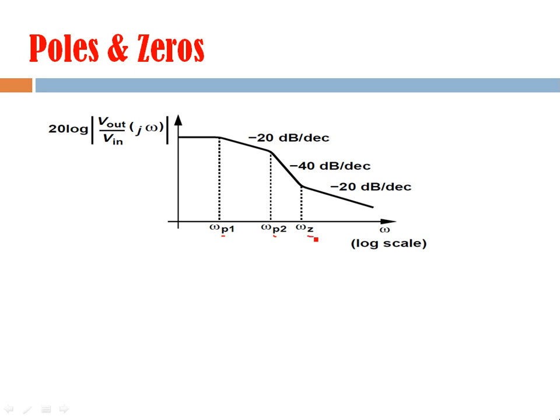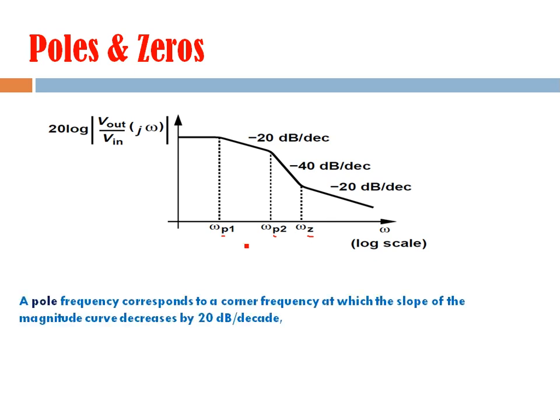So what is the meaning of pole frequency and zero frequency? It is clear here, right? So pole frequency corresponds to corner frequency. This corner frequency and this corner frequency, at which the slope of the magnitude curve decreases by 20 decibel per decade. You can see here.